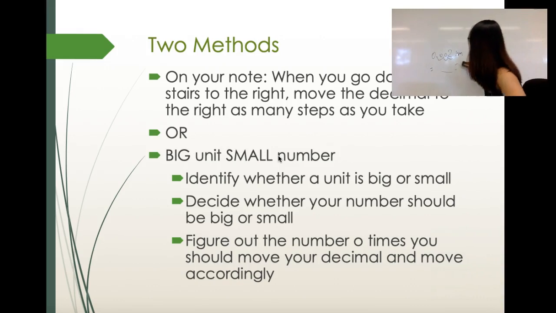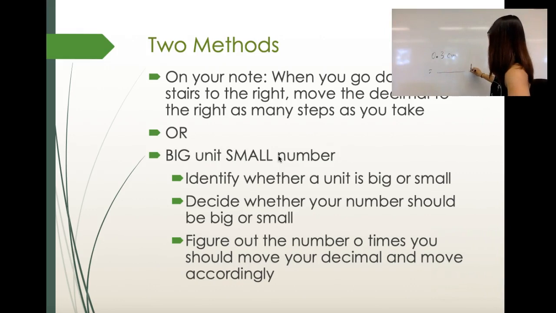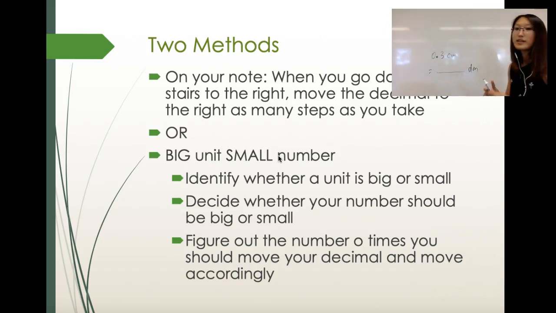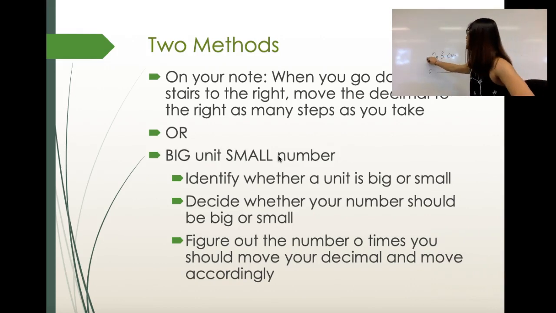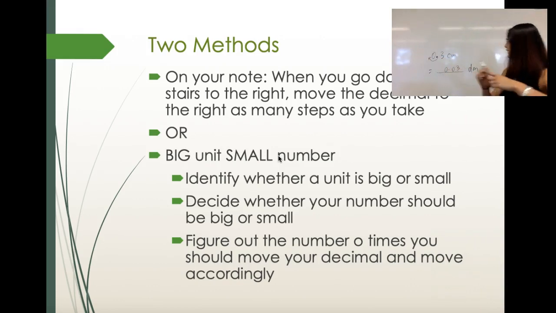But what if we have 0.3 centimeter? And we're going to convert that into decimeter. Decimeter is 10 times bigger than centimeter. Big unit, small number, so we have to move the decimal to the left 1 time. So the result will be 0.03.